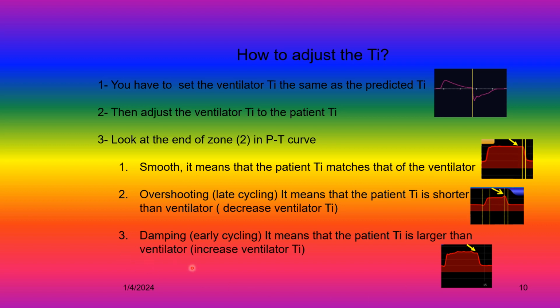The third one is damping. This is what we call early cycling. It means that the patient inspiratory time is larger than the ventilator. The patient is still taking his breath, but the ventilator ended its cycle. So in this case, you have to increase the ventilator inspiratory time in order to get this shape. So this is the problem of late cycling and early cycling, how to diagnose and how to treat.